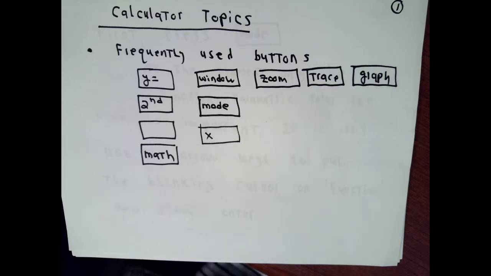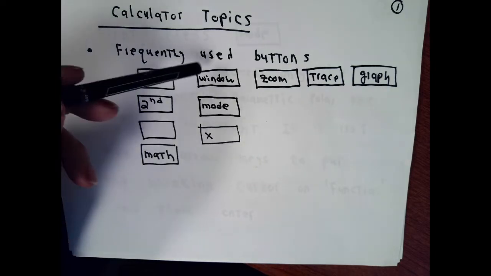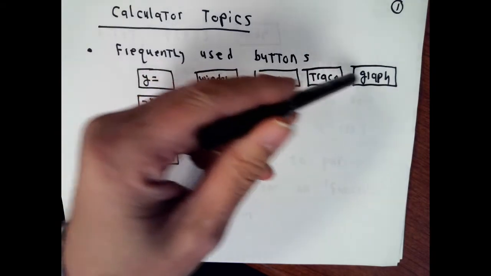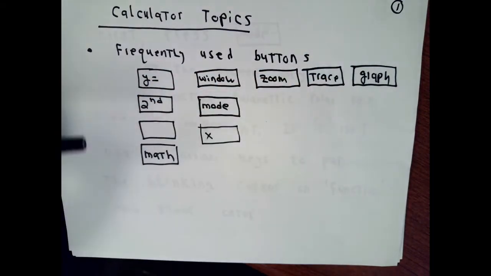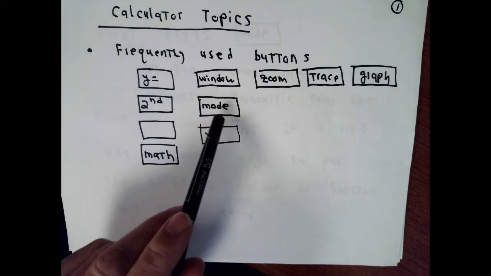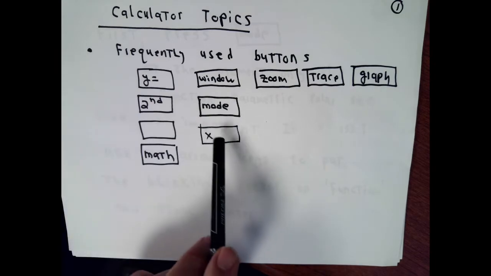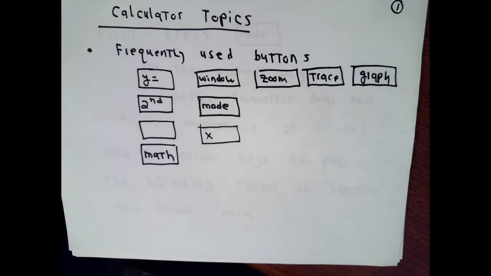Besides doing arithmetic, the frequently used buttons on your calculator include Y equals, window, zoom, trace, and graph on the top row. The second button, which plays the role of a shift key. The mode button. The X button, although other things are listed other than just X. And the math button will occasionally be useful to us.